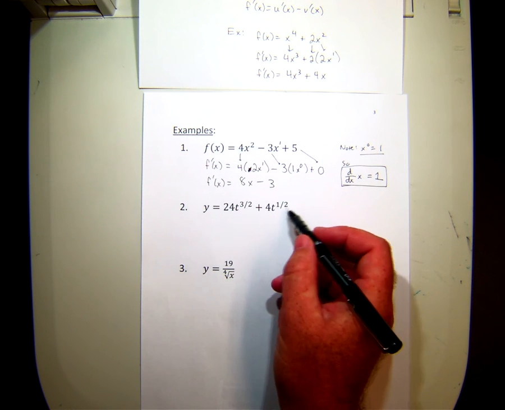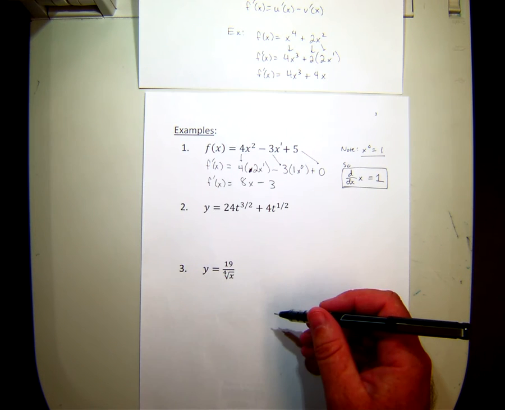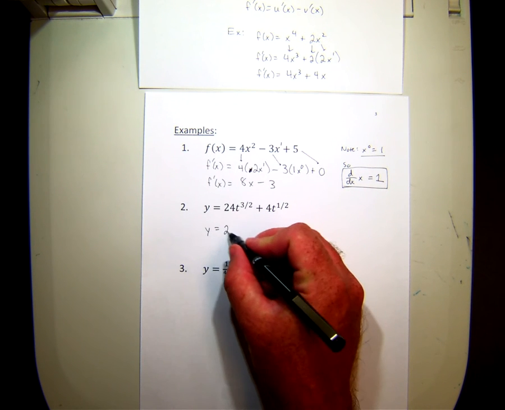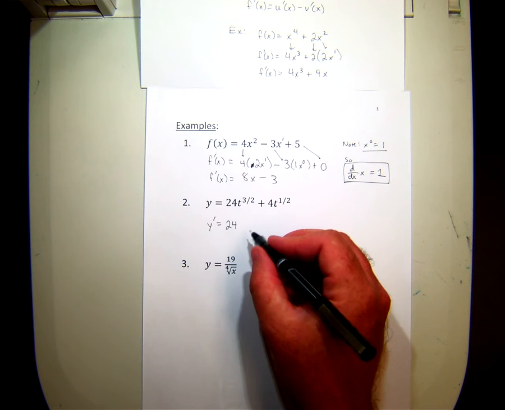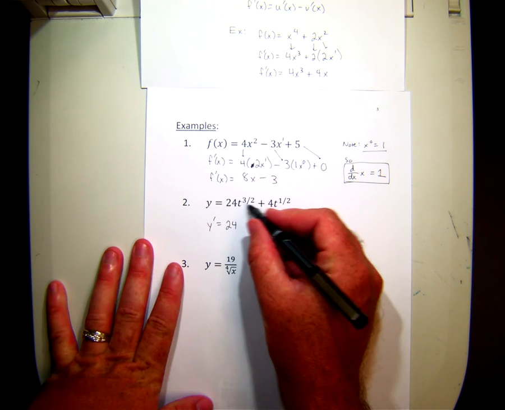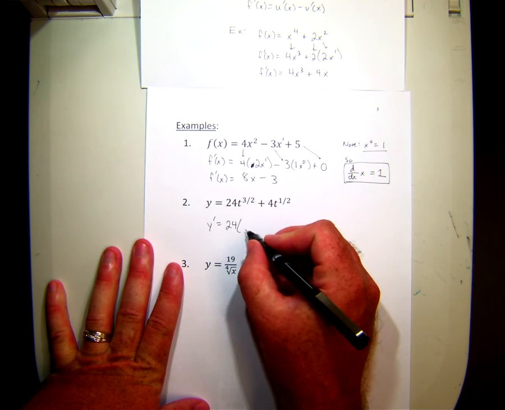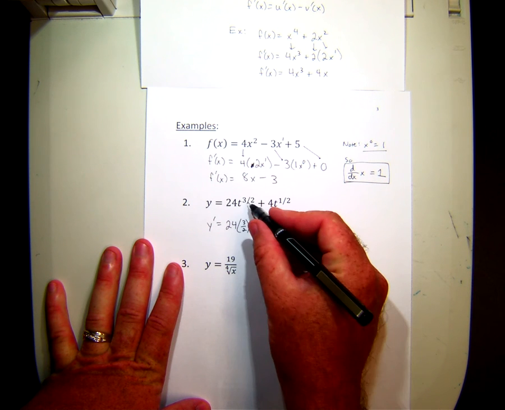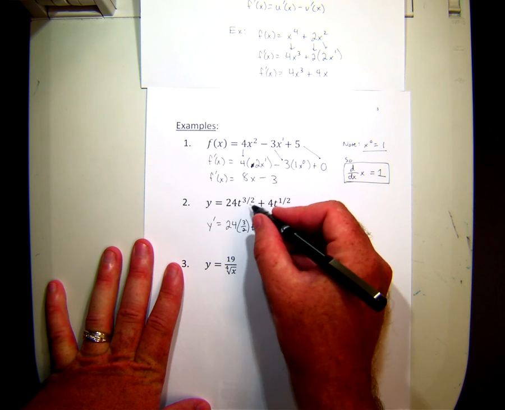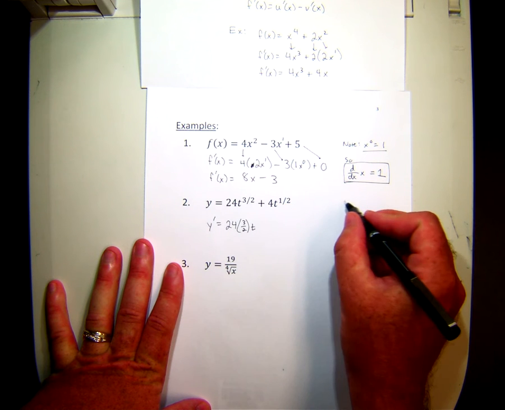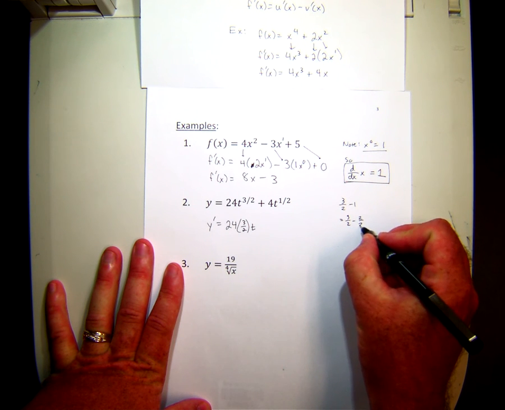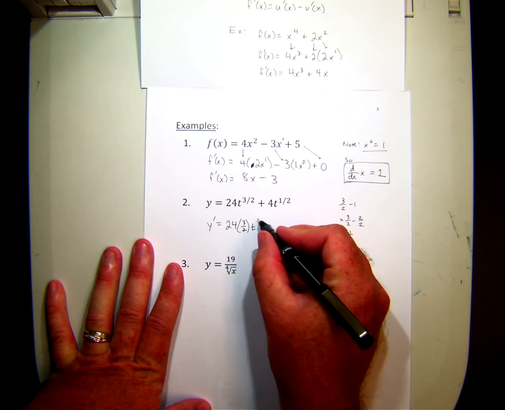Here's one where the exponents are fractions. Not a problem. The exponents can be anything we want. It's not going to affect how we do the problem. This exponent, the whole exponent, is a fraction, 3 halves. So I'm going to multiply by 3 halves in front and then subtract 1. Now be careful with fractions. Subtract 1, that's 2 halves, right? 3 halves minus 1 is 3 halves minus 2 halves. That's 1 half.